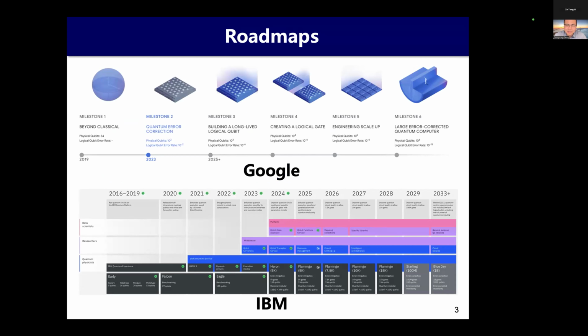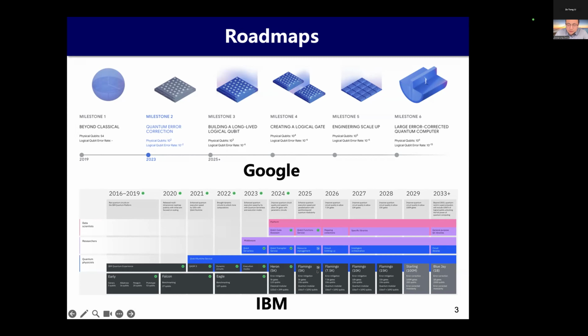If you look at these two maps, they are quite exciting, right? For instance, in Google's map, in 2025 plus, they may have around 1,000 physical qubits with logical qubit error rate smaller than 10 to the minus 6. I think this is quite exciting. If we can really achieve this, then possibly we can really do some useful experiments on the quantum Boltzmann machine on these devices. Also, IBM's roadmap is very exciting.